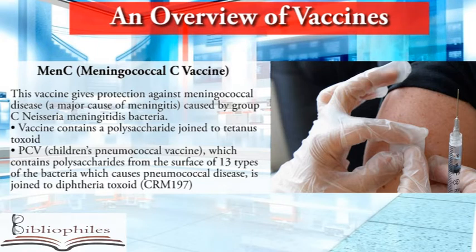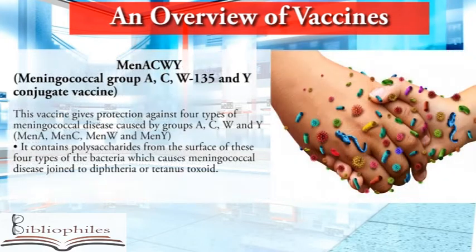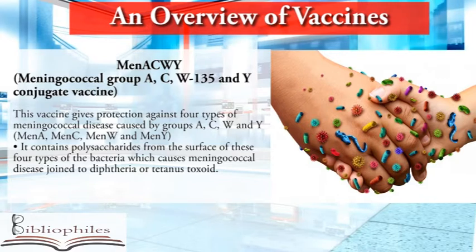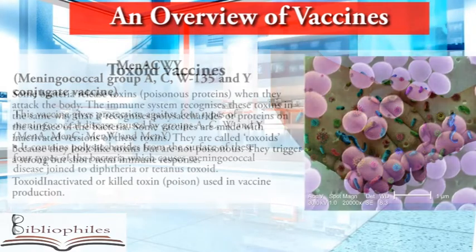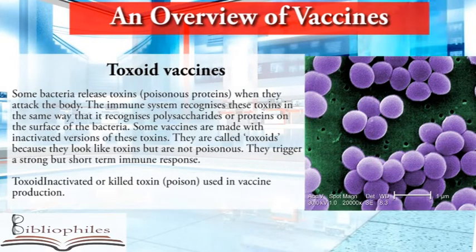And then comes another type of conjugate vaccines, that is MenACWY, that is meningococcal group A, C, W135 and Y conjugate vaccine. This vaccine gives protection against 4 types of meningococcal disease caused by group A, C, W and Y. This vaccine contains polysaccharides from the surface of these 4 types of bacteria which cause meningococcal disease joined to diphtheria or tetanus toxoid. So now comes the third broad type of vaccine, that is the toxoid vaccines.